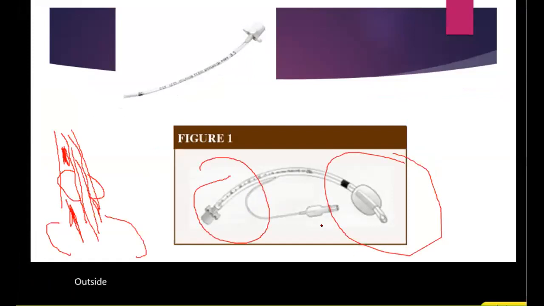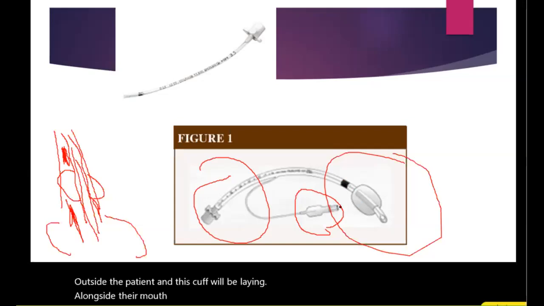And if this balloon here, this is the balloon, if it is inflated on the outside of the patient, then that means it is inflated on the inside of the patient. If this is flat and deflated, then the cuff is deflated. That's the purpose of this. And also, this is where you attach the syringe, just like a catheter. You attach the syringe here and inject it with air to inflate this cuff, thereby inflating this cuff.